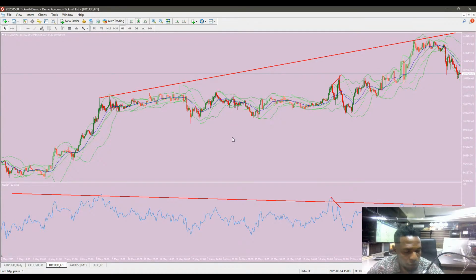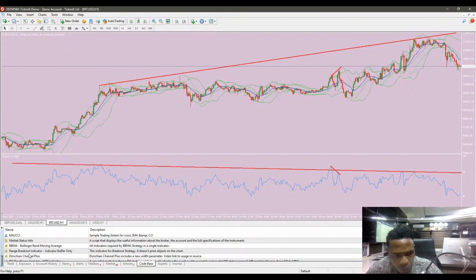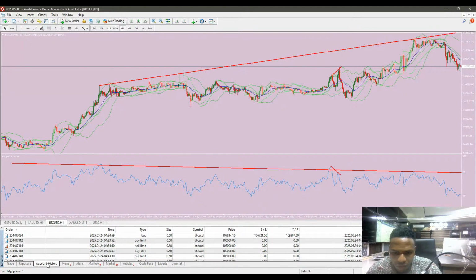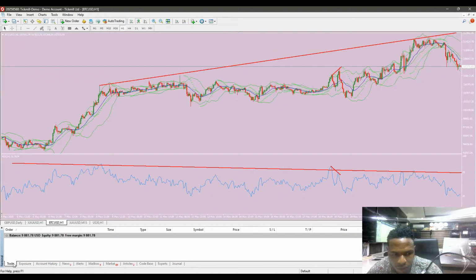Also, if you want to see your balance, you press Control T, then you go to trade. If you want to check history, you see account history. If you want to check trade, that's where you see balance and equity. You see it here.